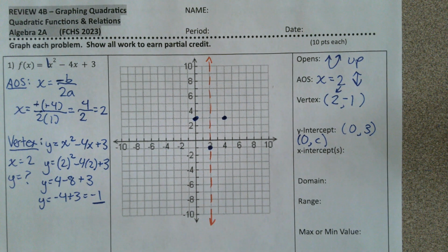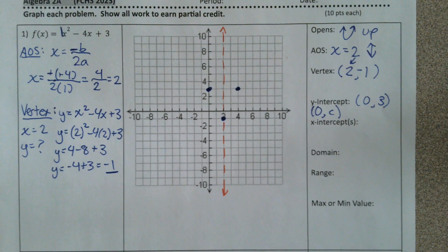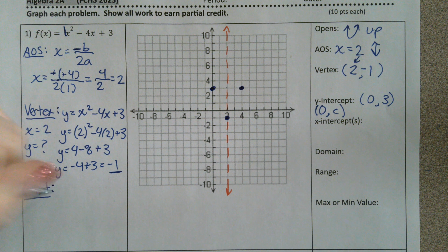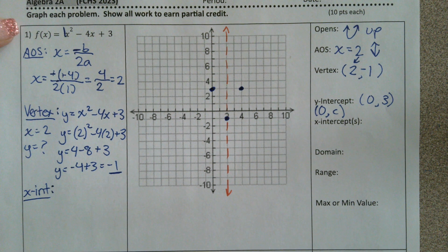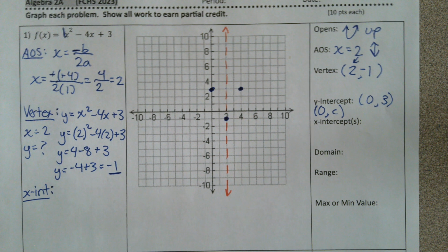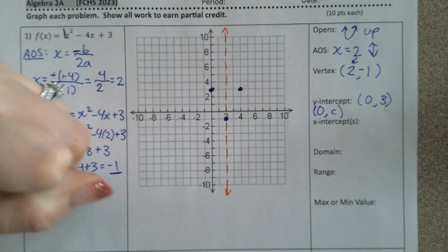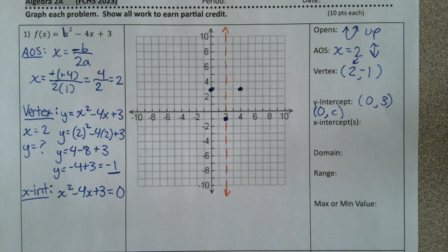All right, x-intercepts are found by setting your equation equal to 0 and solving for x. x squared minus 4x plus 3 equals 0. You can solve one of two ways, either by factoring or quadratic formula.